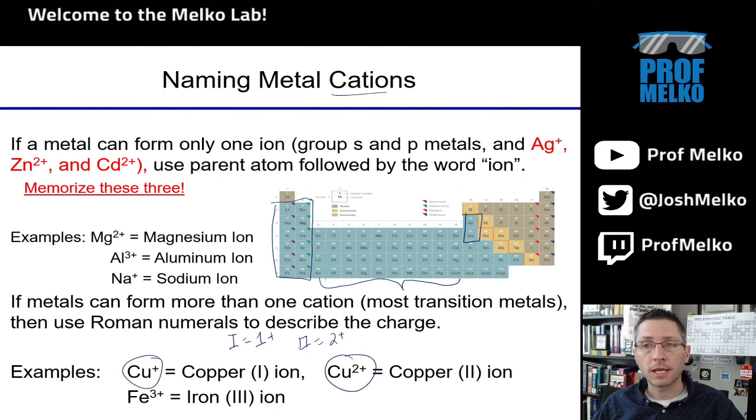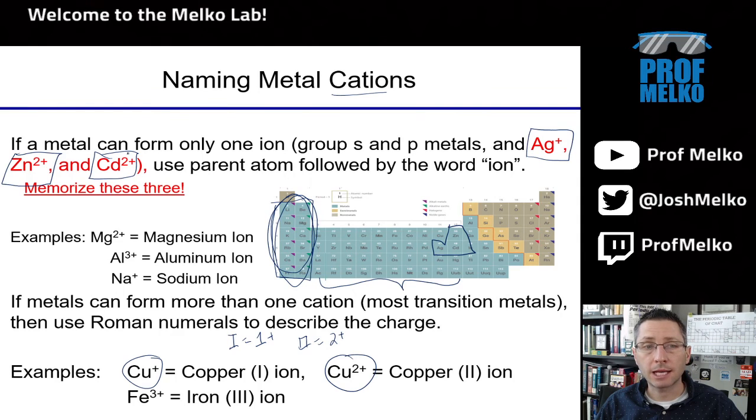Now, one last exception to this rule is that 3 of these transition metals, silver, zinc, and cadmium, we don't have to use Roman numerals for, even though they live in this transition metal sector here. Those are the 3 transition metals that we don't use Roman numerals for. Why? Because like these other elements, they only have 1 charge state. Silver is always +1, memorize it. Zinc is always +2, memorize it. Cadmium is always +2, memorize it.